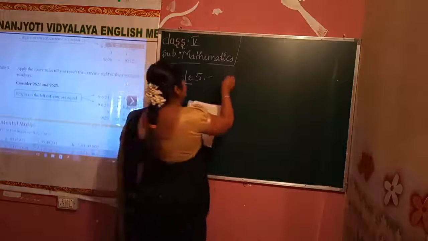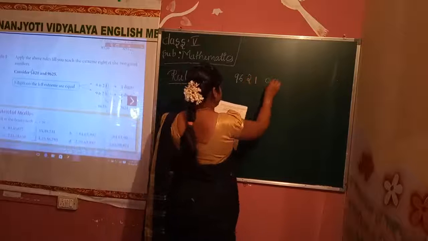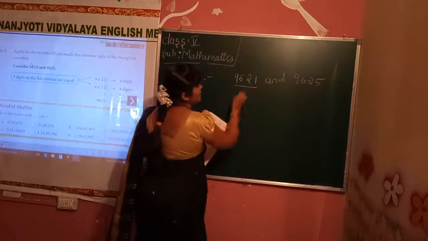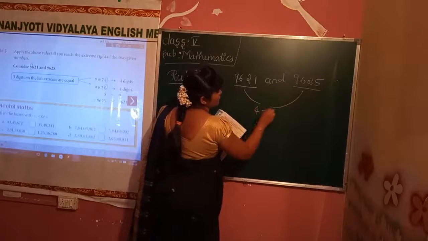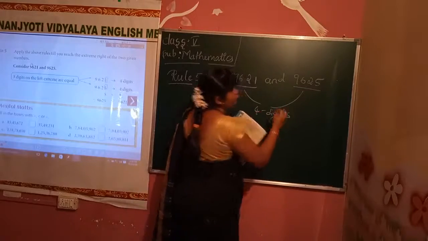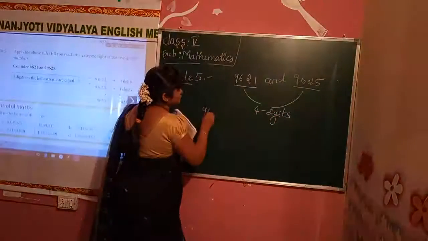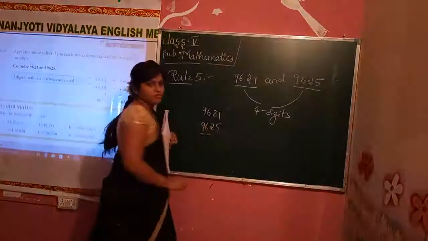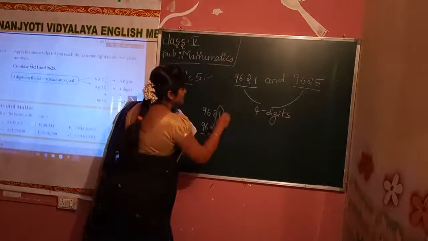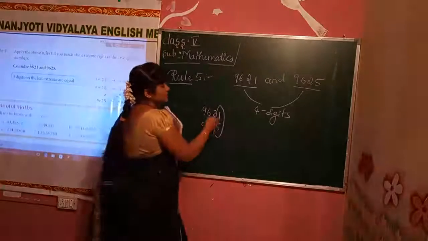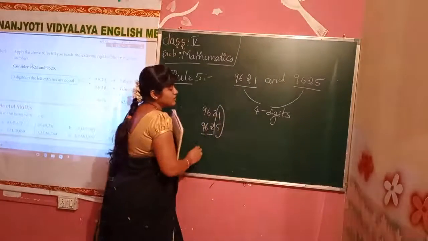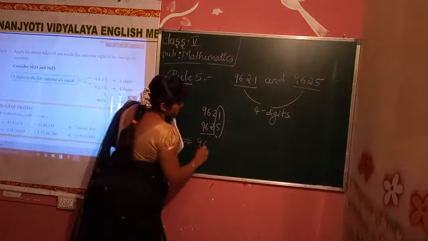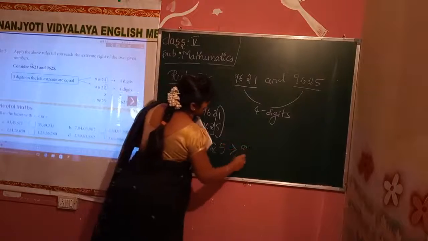The example for rule 5 is 9621 and 9625. Both are 4-digit numbers only. The first digit is the same, the second digit is the same, the third digit is also the same. We have to see the fourth digit. So which is greater? Is 1 greater or 5 greater? 1 is smaller, 5 is greater. So 9625 is greater than 9621.